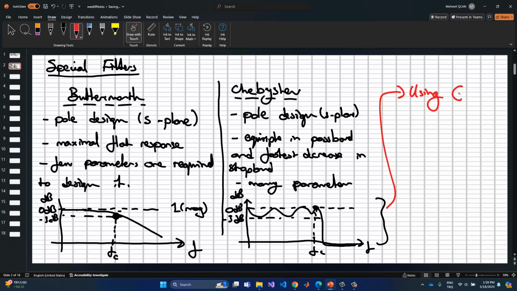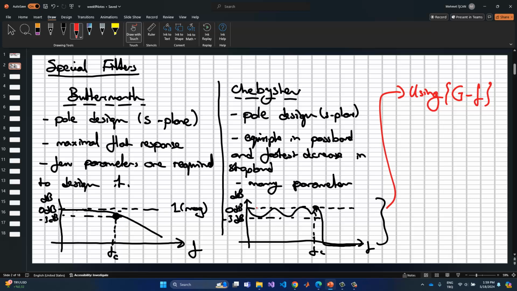But the common point is that we can design the specific filter using the energy versus frequency curve. If we want to design any filter, we can use this graph in order to build the filter specifications, for example the cutoff frequency, the stop band frequency, the passband frequency, the passband ripple, or the stop band ripple, okay?